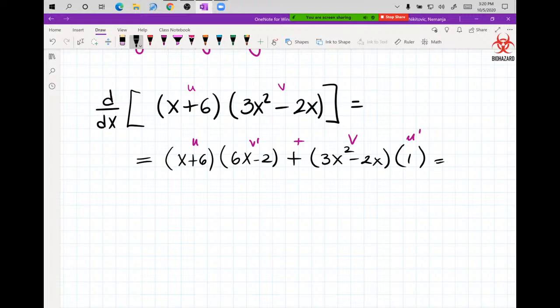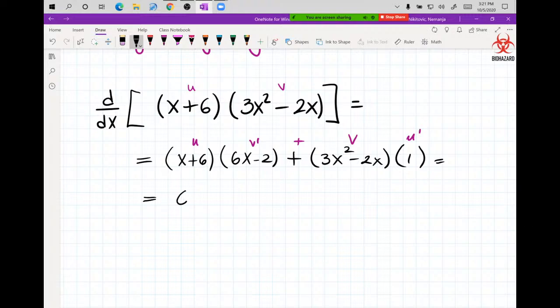Now, this is the formula that you are going to reverse later on in Calc 2, reverse it again in differential equations. And technically, if you don't learn this formula very well, right, you're going to have a lot of issues down the line. So make sure you know the product rule really, really well.